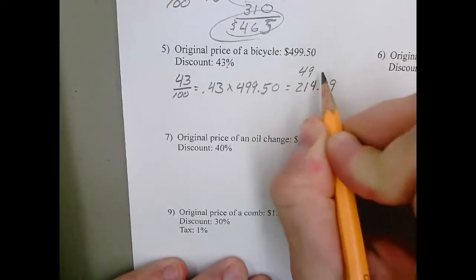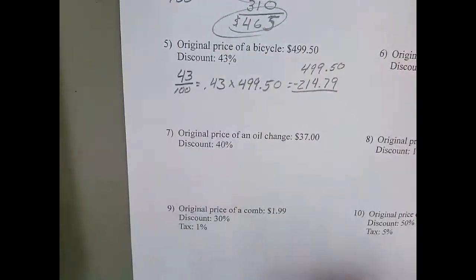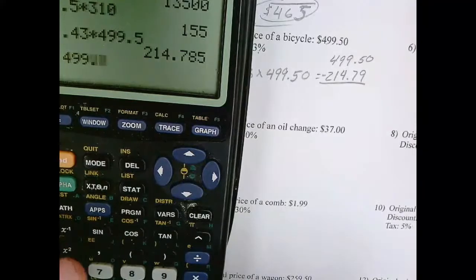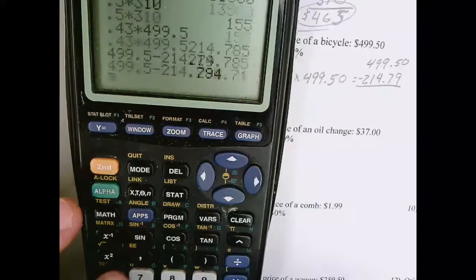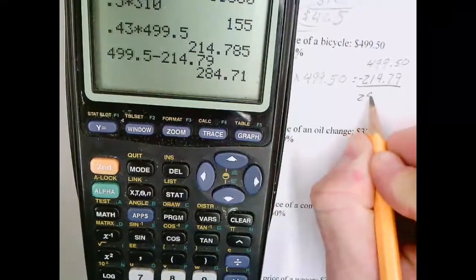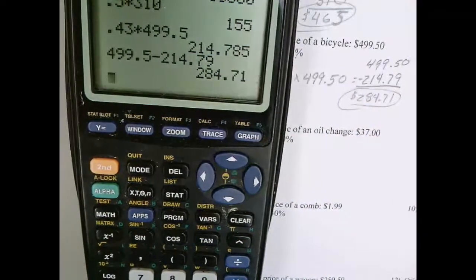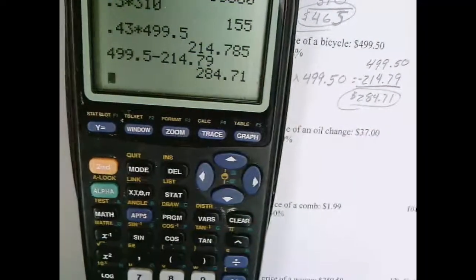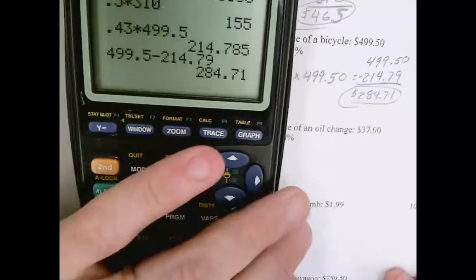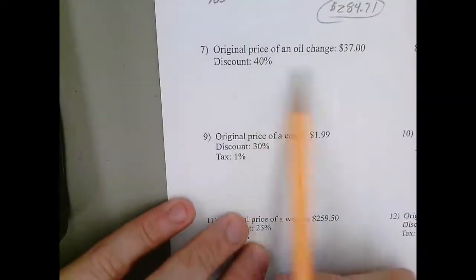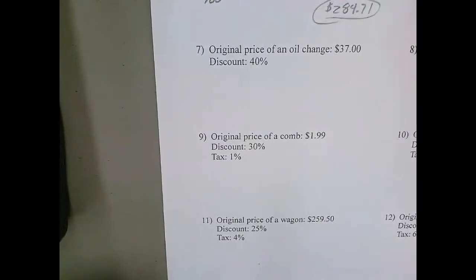So we're going to take the original price and we're going to subtract that value from it. So we're going to say 499.5 minus 214.79, and our new price should be $284.71. So if we went up before tax got included, that's what the bike would cost before we paid for it, essentially, before they added tax to it. You guys figure out the price of the oil change, pause the video, and I'll be right back.